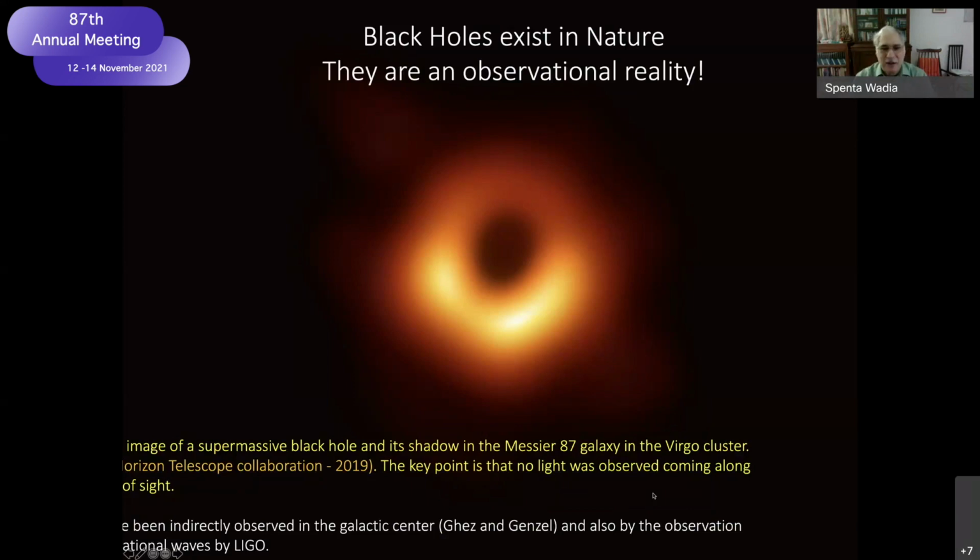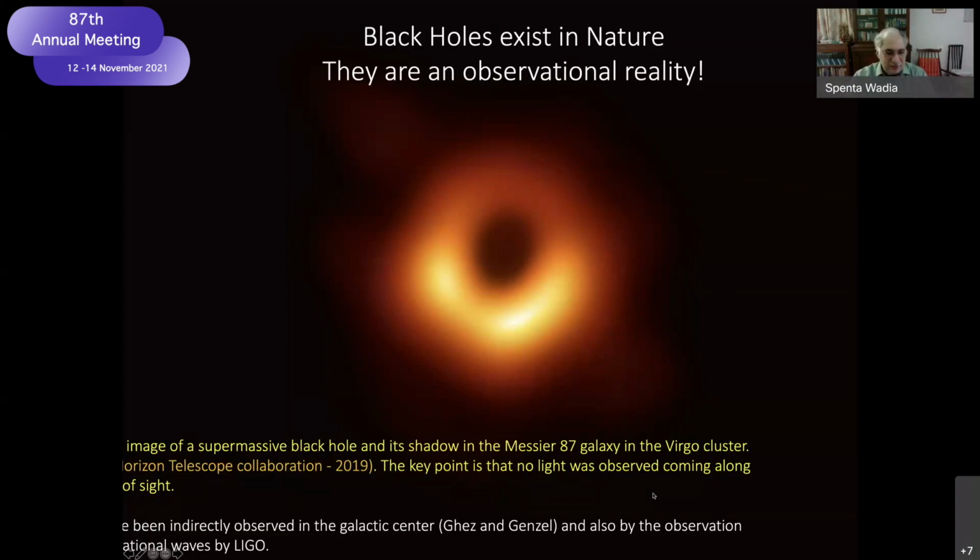Now, for a very long time, this was a theoretical prediction of Einstein's equations around 1916. And subsequently in astrophysics, black holes have been seen in various indirect ways. But the first direct observation of a supermassive black hole was done very recently by the Event Horizon Telescope. And this is a very famous picture. You see this black spot in the middle, which basically tells you that there is no light observed coming from the line of sight. So this is a very beautiful story. You can look it up on the internet.